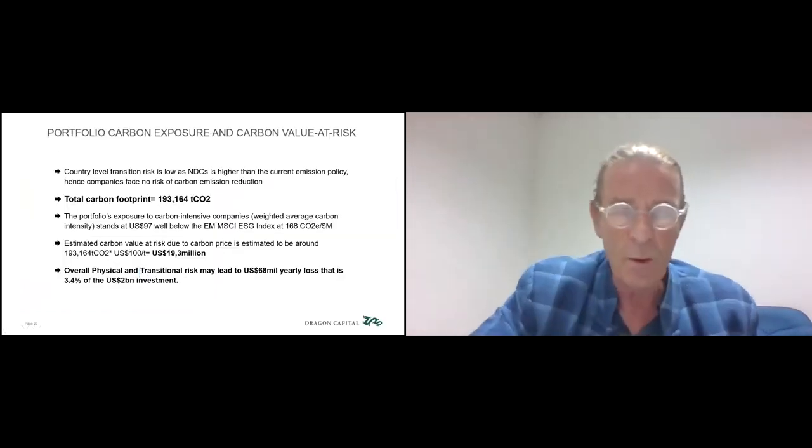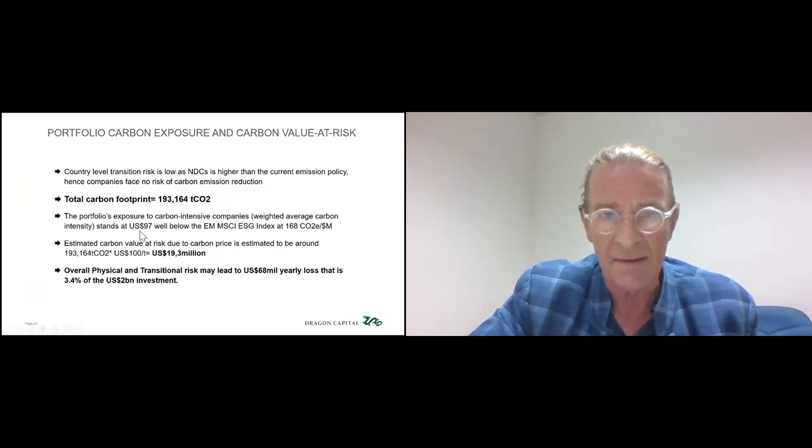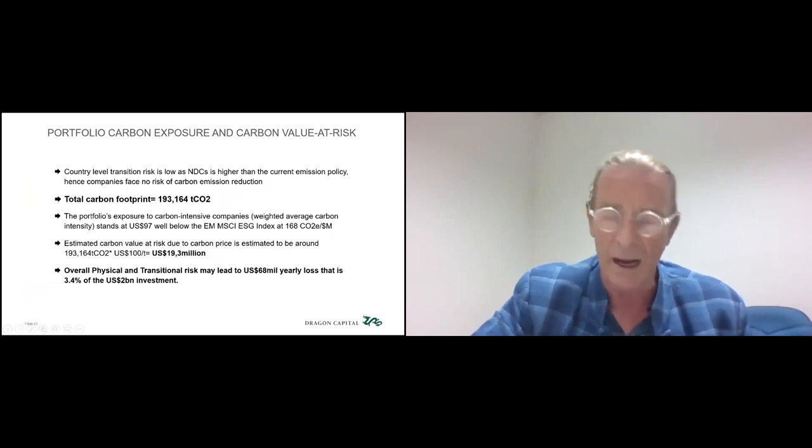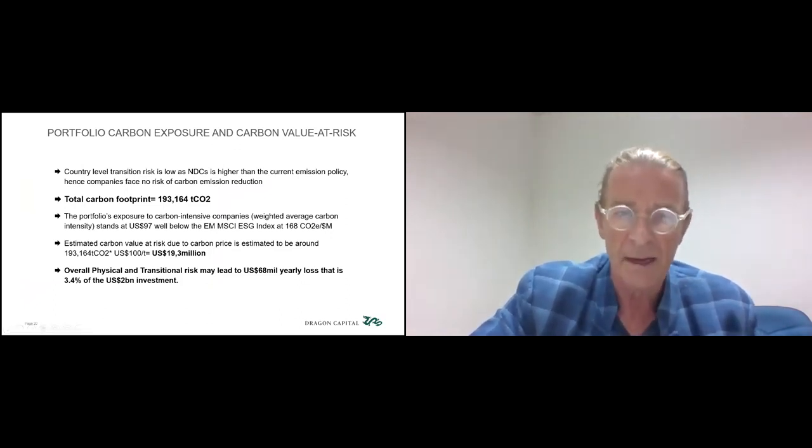However, if we want to follow the Prime Minister's lead, we'll need to lower this number to 0. And if we don't lower this number to 0, we're going to have to pay for it. And how much do we pay? Well, the price of carbon in Europe at the moment is about $100 a ton. So that gives us a transition figure of $19 million a year.